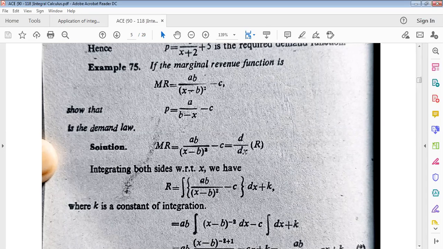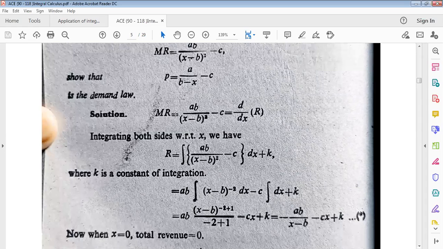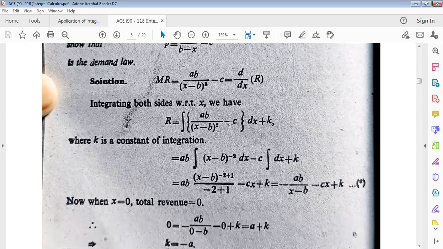This is actually dr/dx, right? We must know the rate of change of revenue with respect to x is called marginal revenue. Just the first differentiation, d/dx of r, gives the marginal revenue. Now integrating on both sides, we get r equals the integration of this function, dx. Where k is the constant of integration. Now ab is the constant. The integration will be x minus b whole to the power minus 2, right?